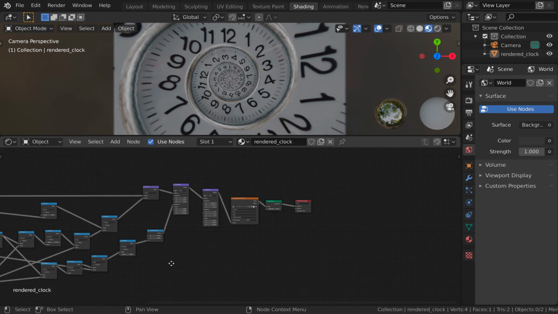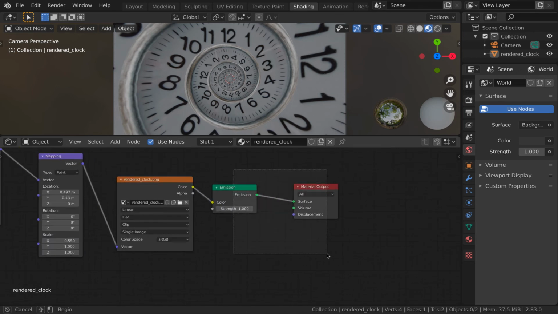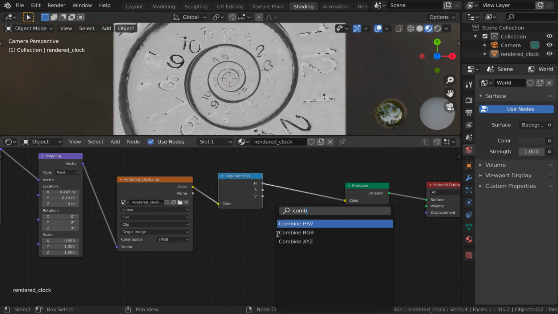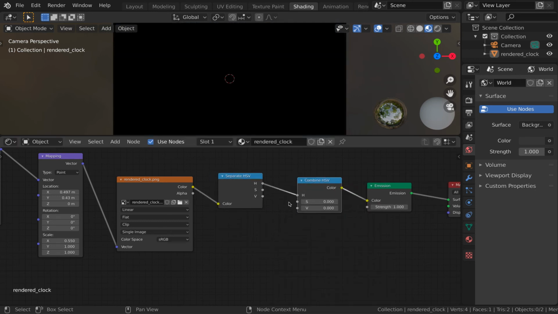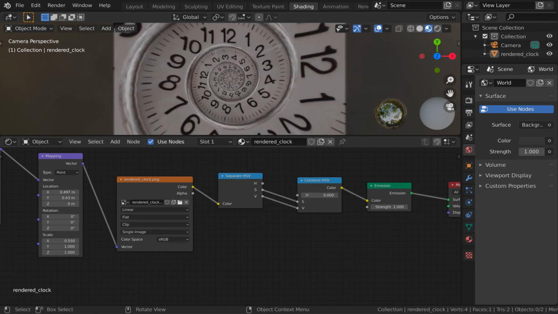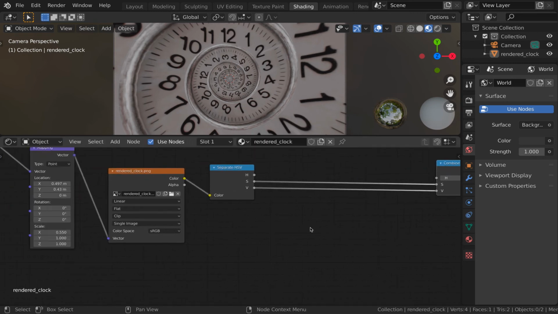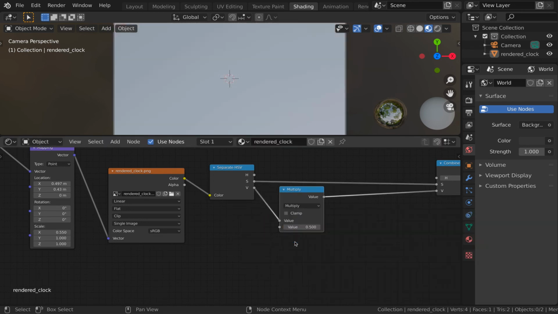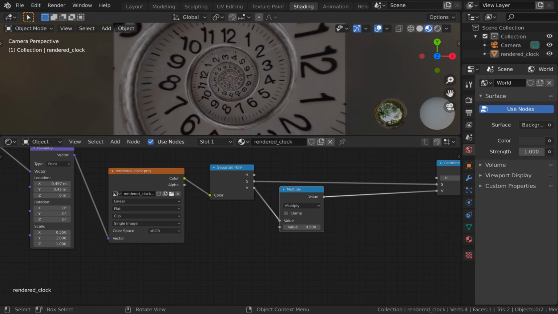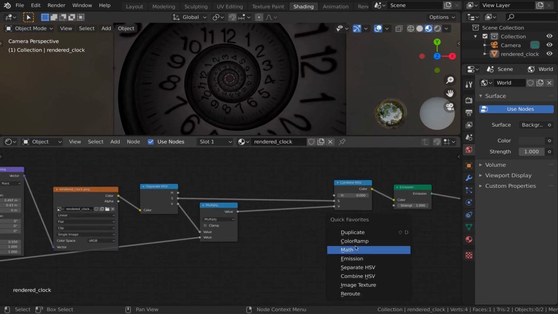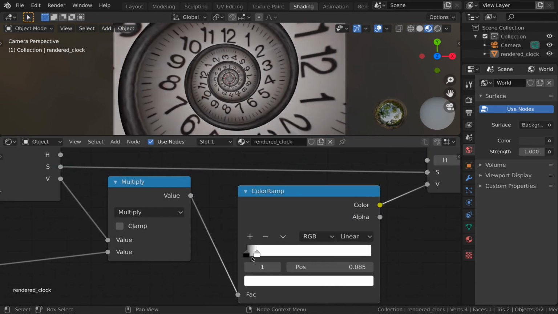Finally, let's modify the colors to make things a little more vibrant. Insert a separate hue saturation value node and a combined hue saturation value node between the image texture and the emission shader, and connect the saturation and value sockets between them. Let's start with the value socket and use it to make each layer in the spiral darker on its outer edge and brighter on its inner edge. We can multiply the current value by the output from our modulo node. Then we can pass that through a color ramp and adjust the sliders until we find something we like.